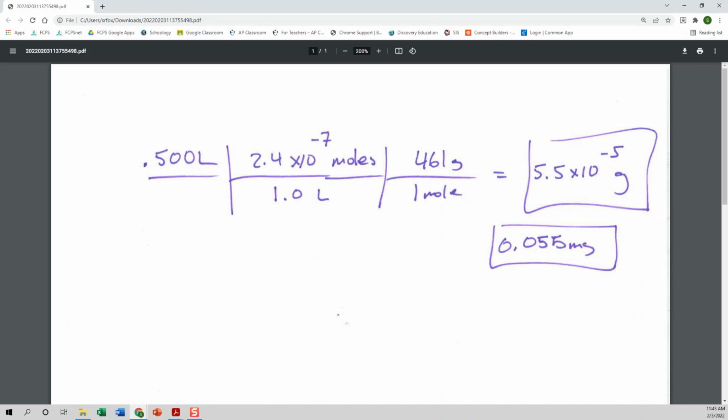All right, I just wanted to show you a couple practice problems with molar solubility and the common ion effect. So hopefully that helps you prep for the test.